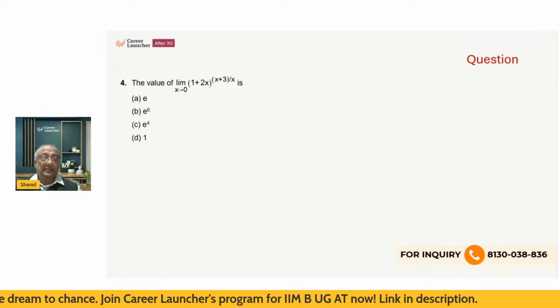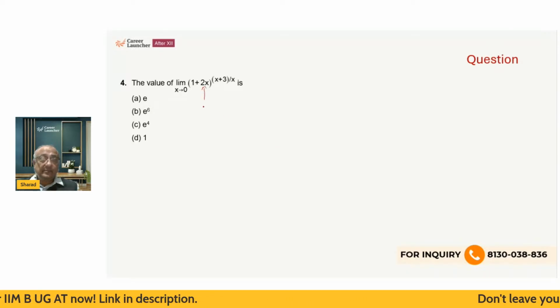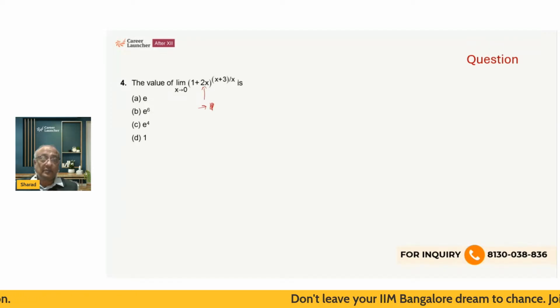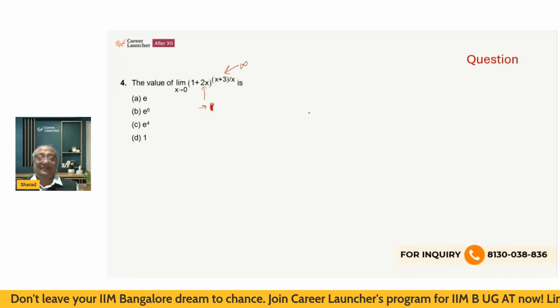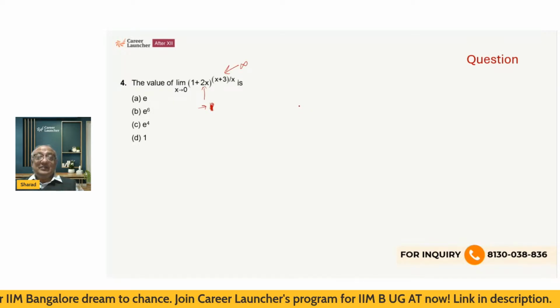Again, look at this question. Which form is this? This is tending to 0. No, 0 plus 1. So this is tending to 1. Acha, 1 is to infinity. Oh my god, this is infinity. So how do we solve it?